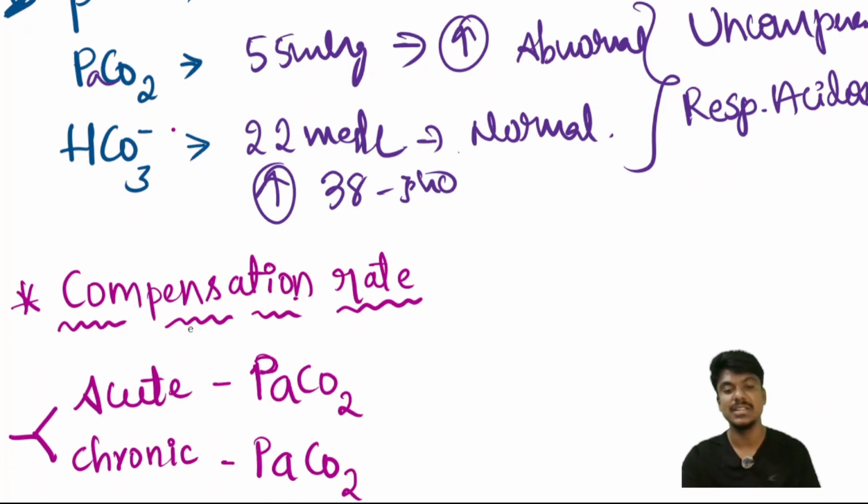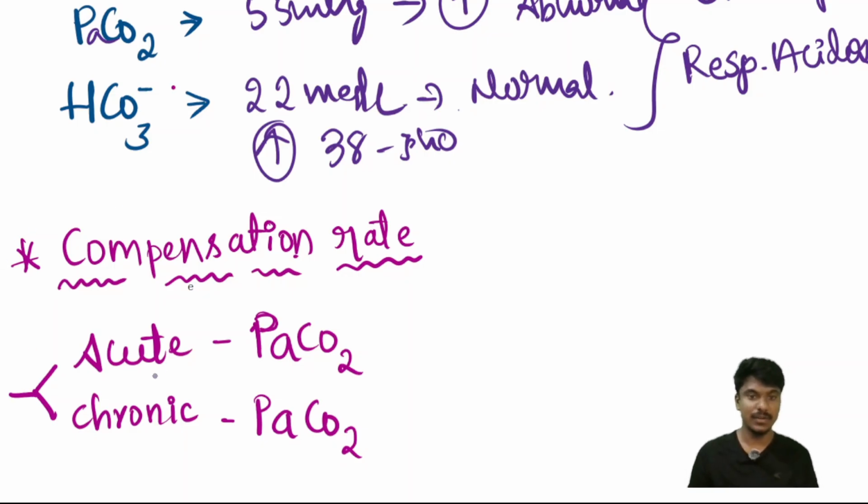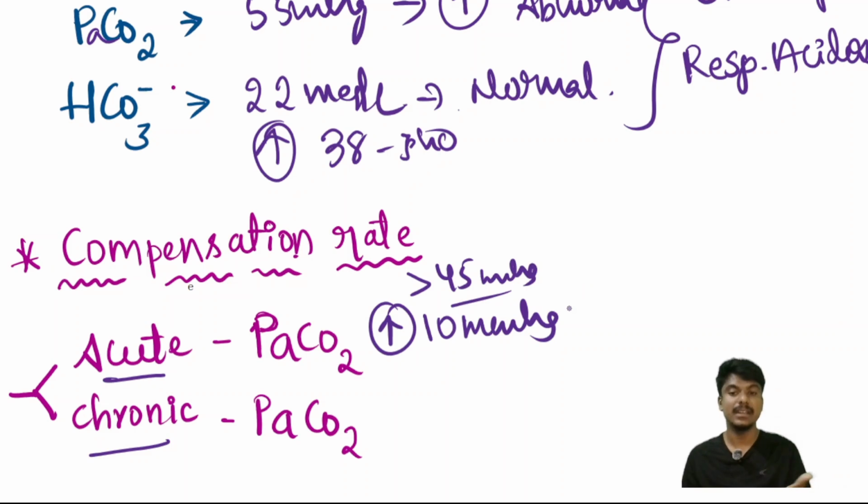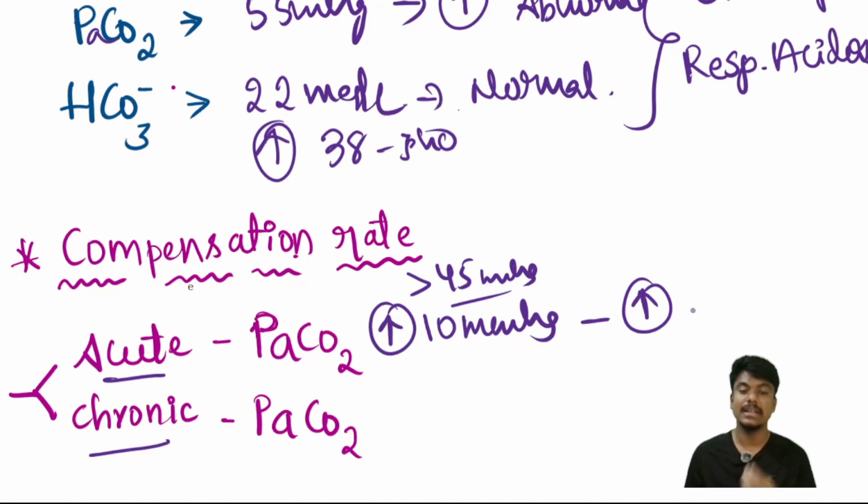In case of acute kidney injury and chronic kidney disease, what will happen if there is an increased PaCO2 level of 10 mmHg above 45 mmHg? If there is a further increase of 10 mmHg of PaCO2, the kidney will try to reabsorb the bicarbonate level by one.